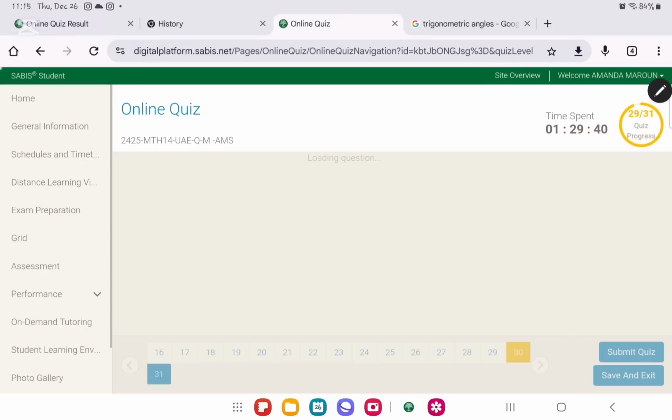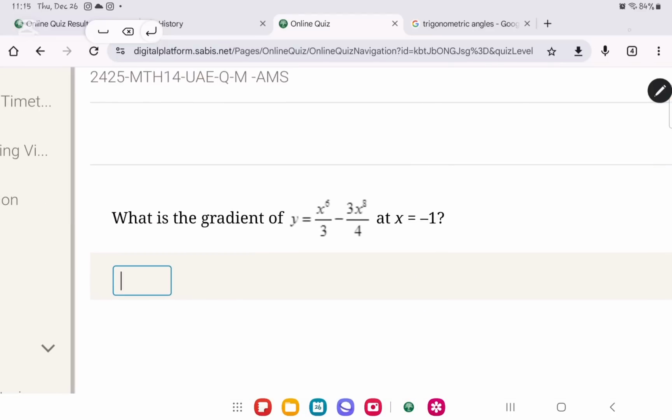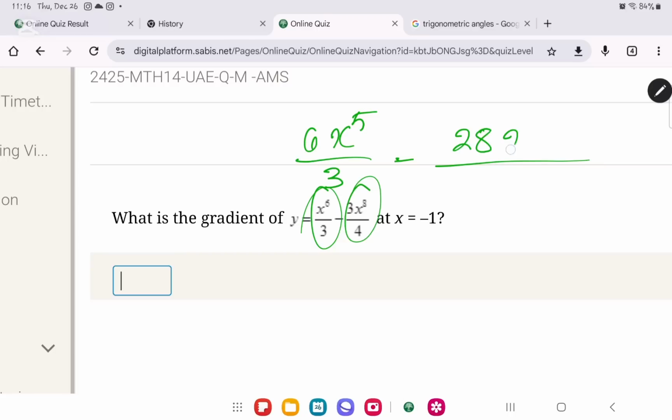Okay, moving on to question number 30. We need to find the gradient. Now this may seem difficult at first, but once you solve it, it will be way easier than you imagine. So solving this one by itself, you are going to get 6x to the power of 5 divided by 3. Then solving this one by itself, you are going to get minus 28, and sorry, not 28, 24x to the power of 7 divided by 4. Now you can very simply divide them, so you're going to get y is equal to 6 divided by 3, which is 2x to the power of 5, minus 24 divided by 4, which is 6x to the power of 7.